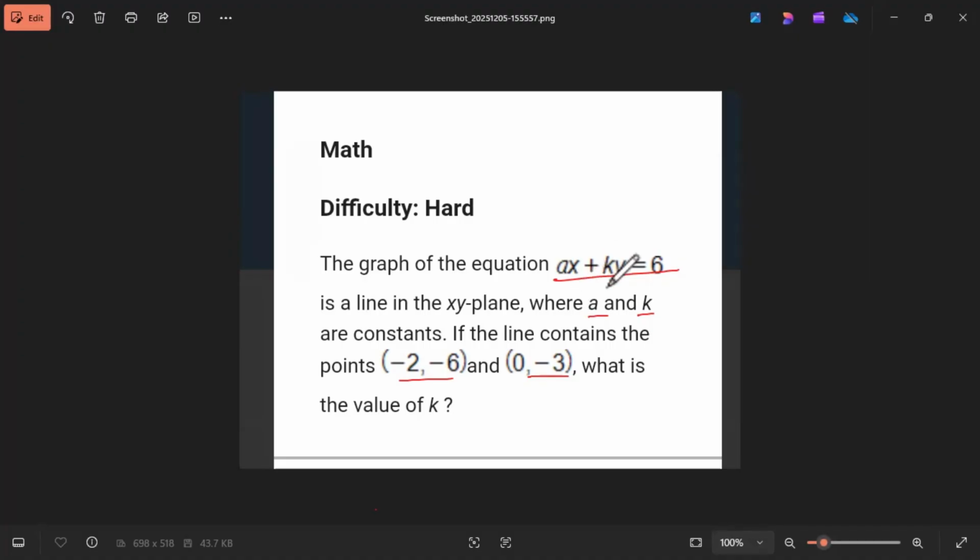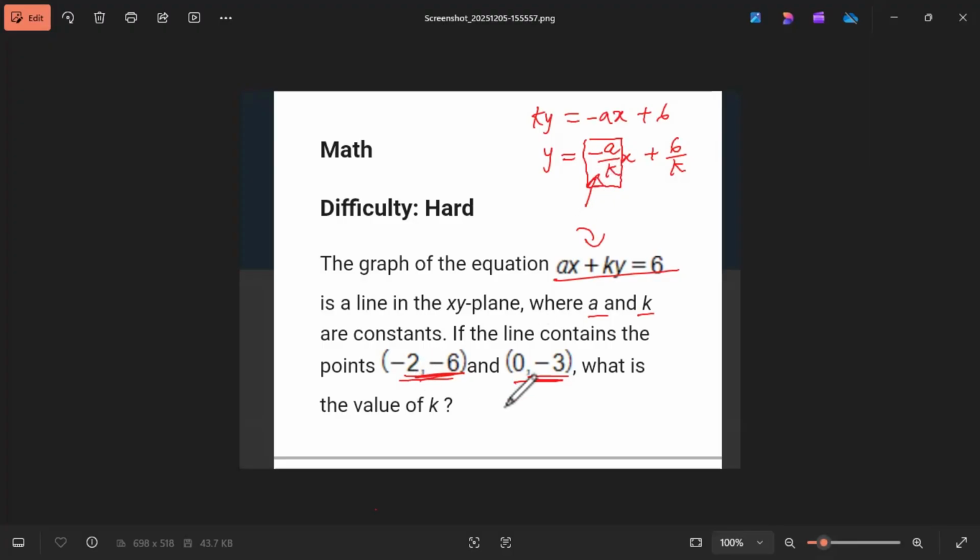If you try to put this in y-intercept form, that would be ky equal to minus ax plus 6, divide everybody by k. So I have minus a upon k x plus 6 upon k, right? That's what I want to do. So this here is the slope. If I can get the slope from the points, I'll just have to equate it to this.